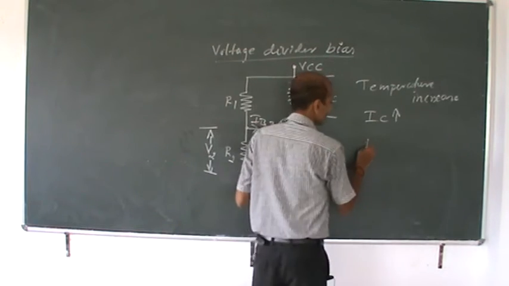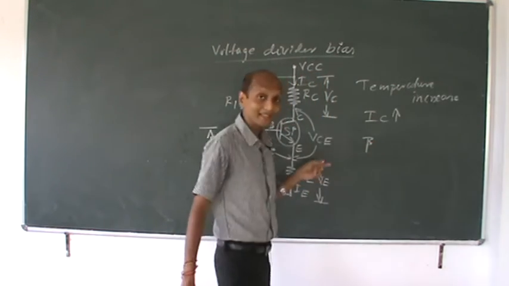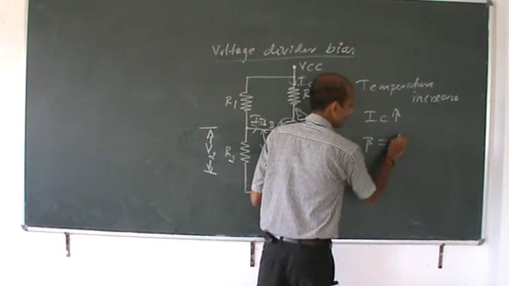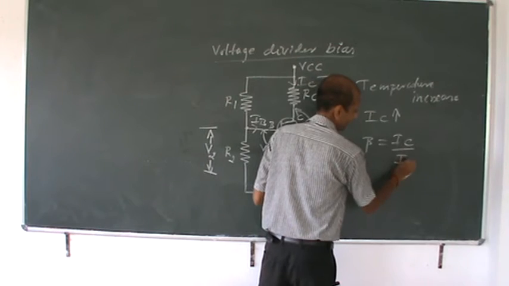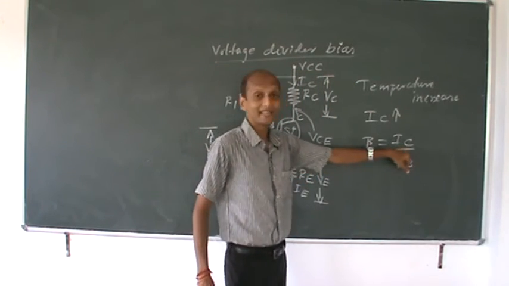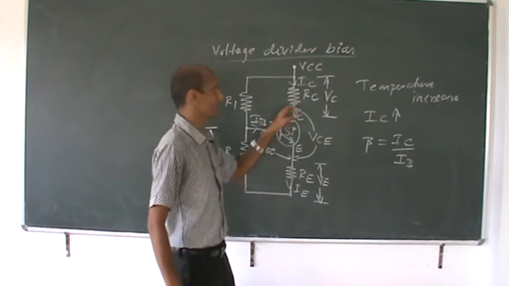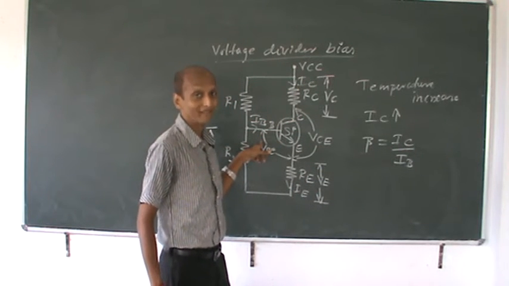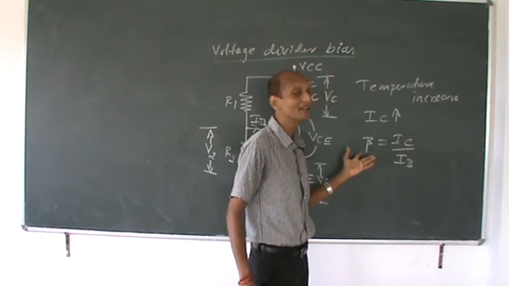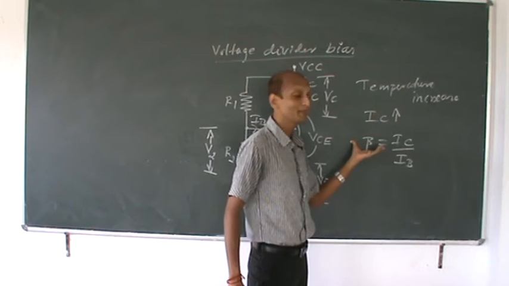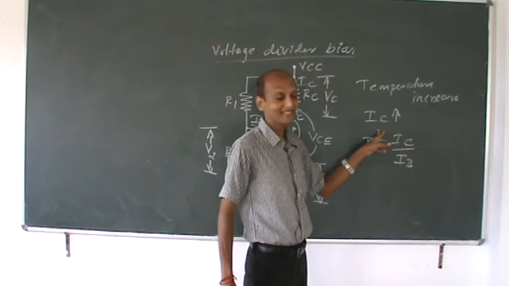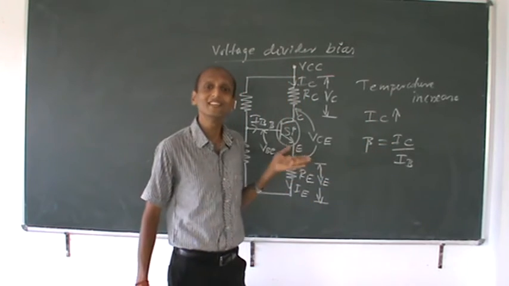What is beta? It is the current gain in your common emitter configuration. Beta is said as what? IC divided by IB, isn't it? IC is the output current and IB is your input current. So beta value increases as the temperature increases. As beta value increases, IC value also increases, isn't it? So IC, the output current, obviously will increase.